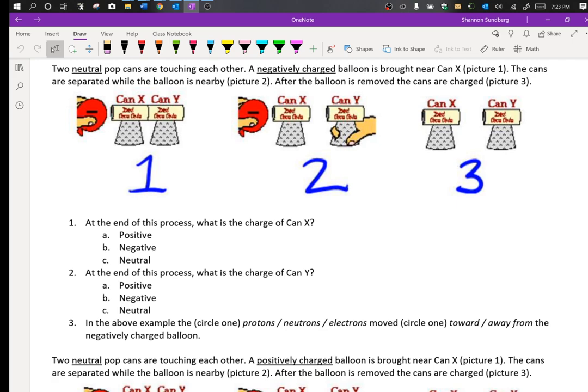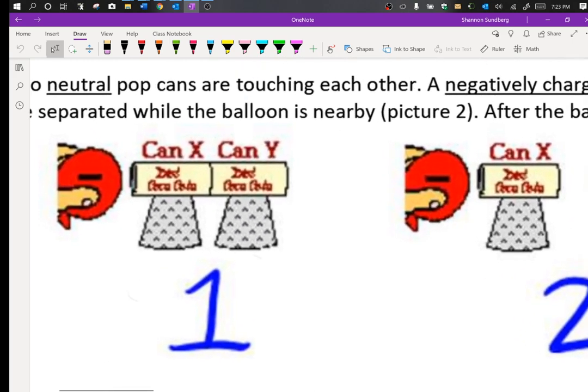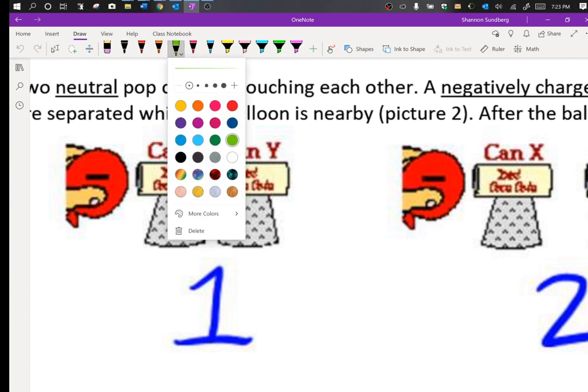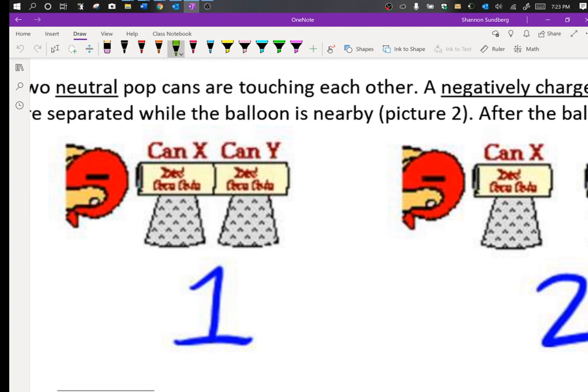So first thing, let's take a look at this first picture here. Well, it said that can X and can Y were neutral, which means that they've got an equal number of protons and electrons. Let's just say 2 protons, and we'll do 2 electrons per can. Let's draw these in here.